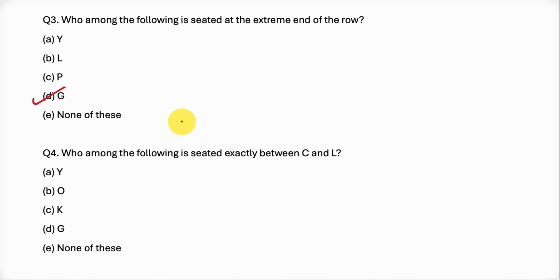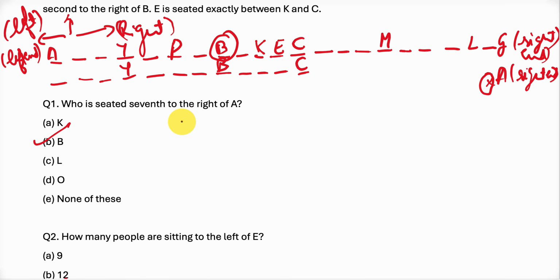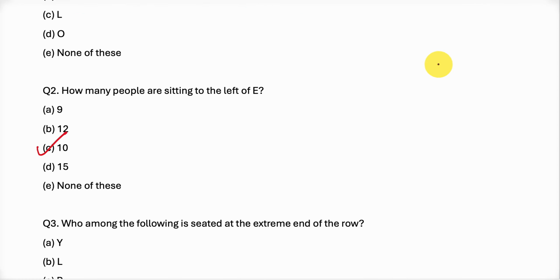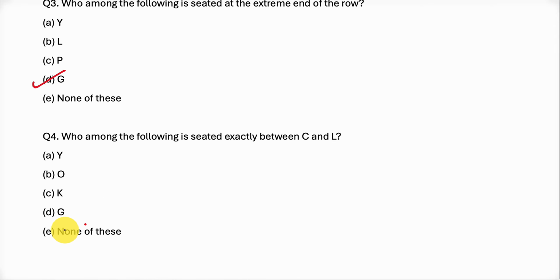Next it says who among the following is seated between C and L. So clearly it is M who is seated exactly between C and L. Therefore, the correct option to this question is E, which is none of the given options.